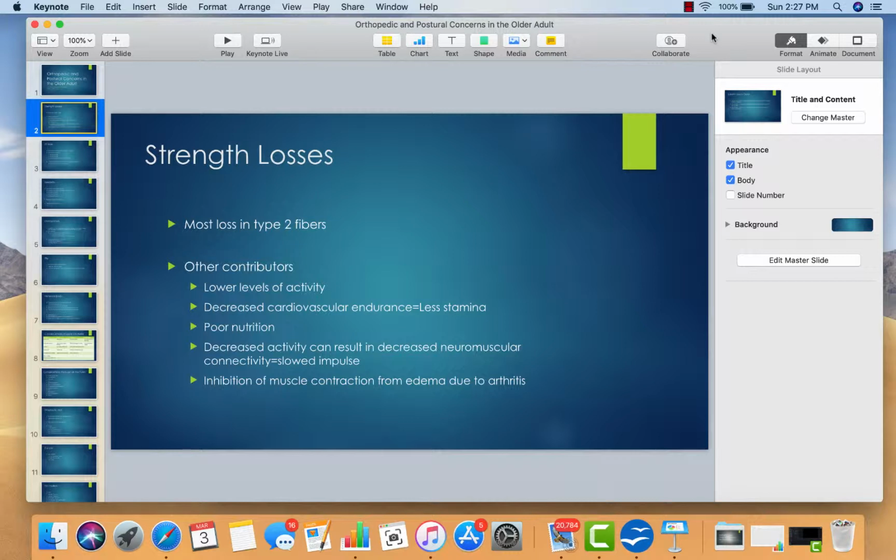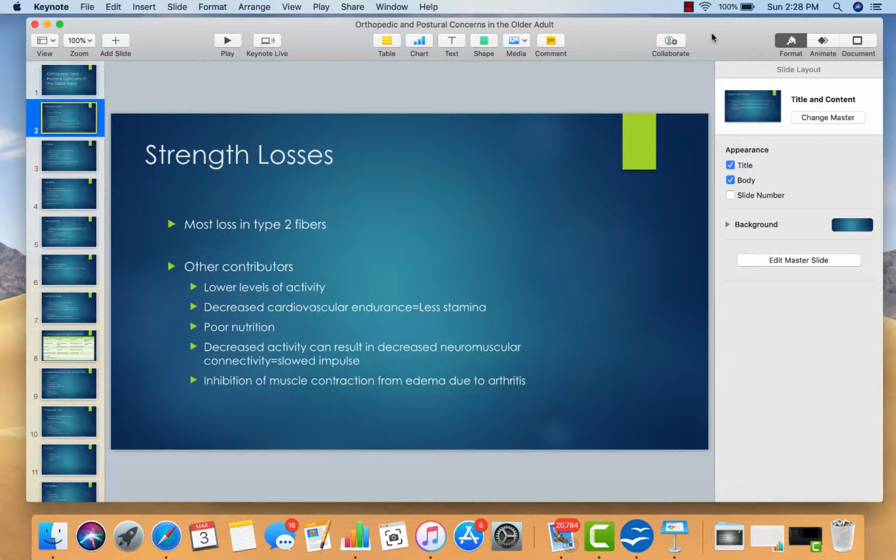Other contributors to strength losses include lower levels of activity, usually in the older adult, and decreased cardiovascular endurance. So, older adults with less stamina begin to do less, and then in turn, they have less strength. Poor nutrition may be a contributor, and also, the decreased activity level can result in decreased neuromuscular connectivity. So you have slower impulses or slower reflexes. Also, the inhibition of muscle contraction from edema due to arthritis.